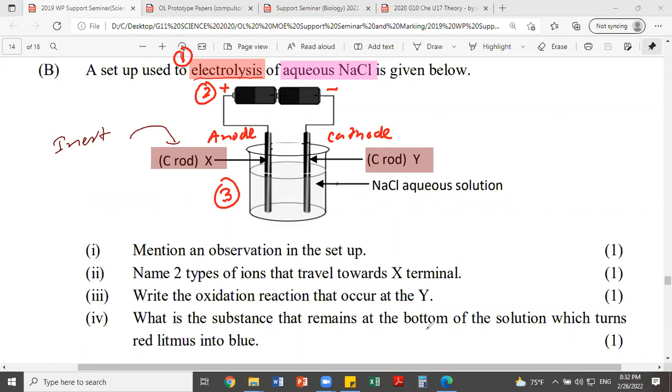Before you separate the ions, look at the screen, everyone. You should know what ions are available in this solution. I'll write within brackets: NaCl solution consists of Na+, Cl-, H+, OH-. Is that clear? Okay, are you all writing this?